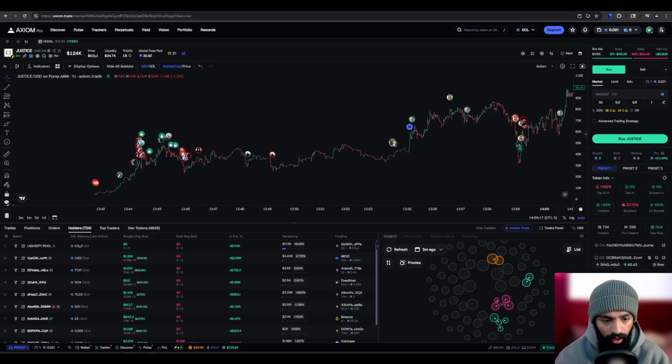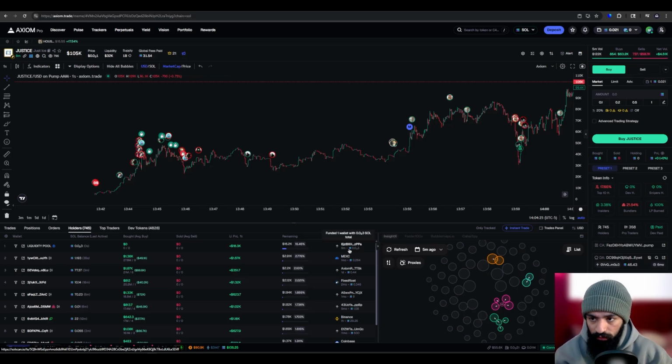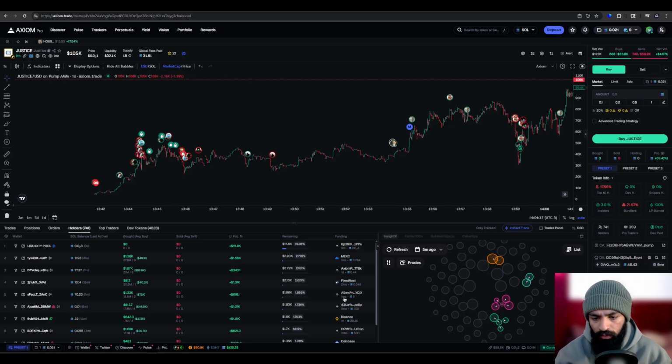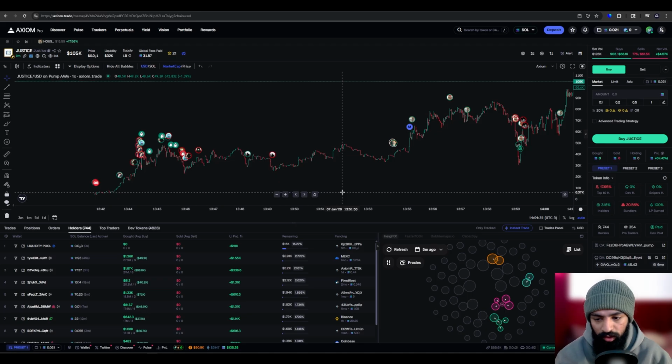So this is the average buy, this is the average sell, this is the PNL, this is what they have remaining in the coin, and this is where the funding, or where the money from their wallet, came from. So again, very important things. This funding is usually very helpful. If you see fishy wallets, all saying like 55 minutes ago, 57 minutes ago, those are ways you could tell that this token is bundled.